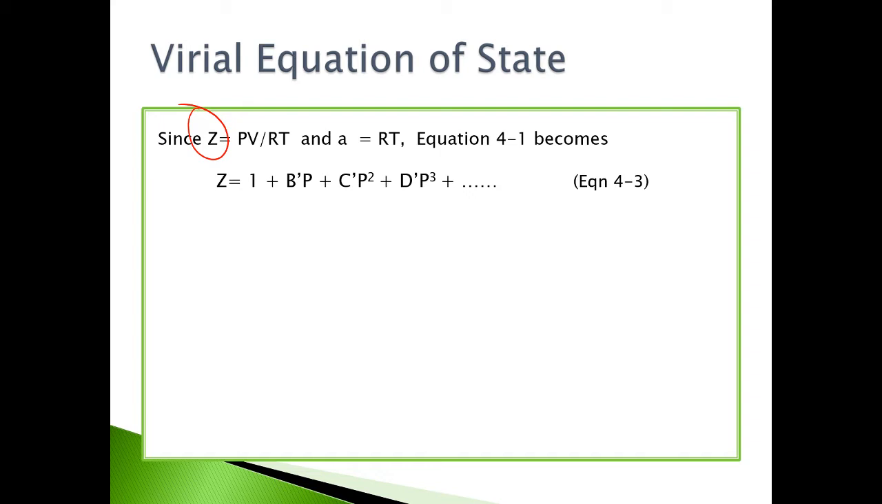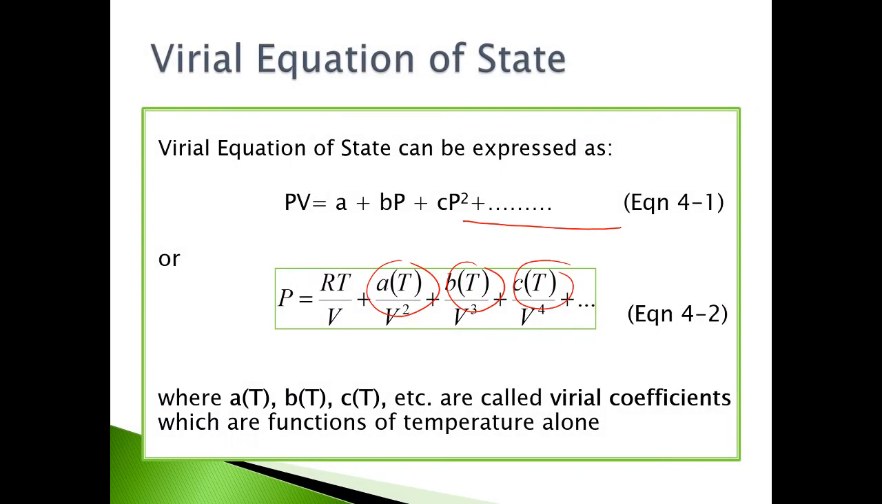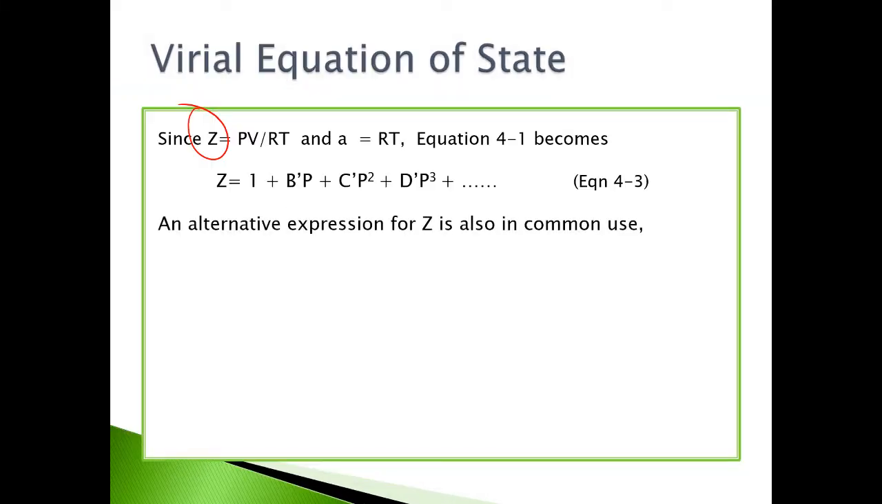Okay? So, yung mga constants natin, ginawa lang na instead of B, C, D, naging B prime, C prime, D prime. Kasi ito yung gagamitin natin kapag in terms of ano tayo. I mean, we are expressing it, alternative expression, using Z or compressibility factor.